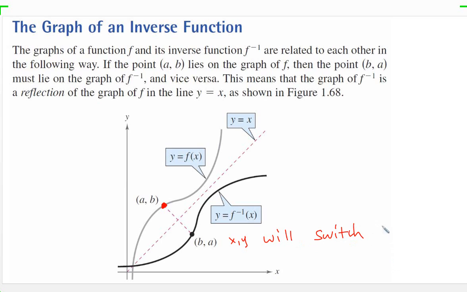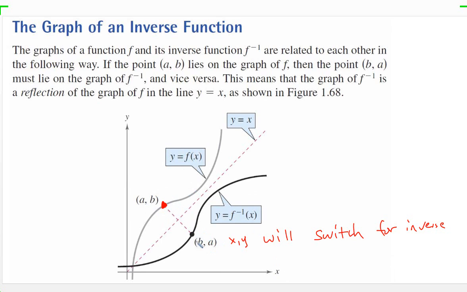Will switch for inverse. All right. And if you recall last year when I taught you how to find the inverse of a function algebraically, the first step we did was we would switch the x and the y, right? And this is the reason why. Because if (a, b) is on a function, then on the inverse of that function, the point (b, a) must exist.